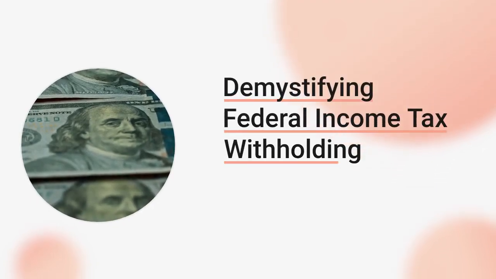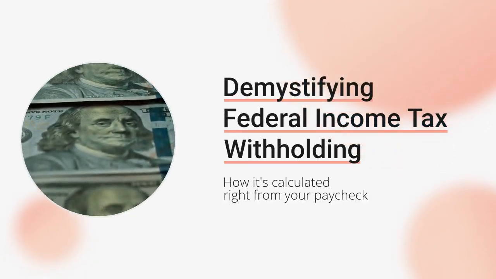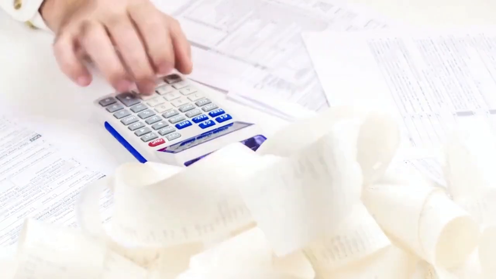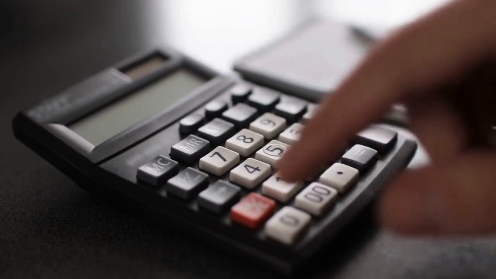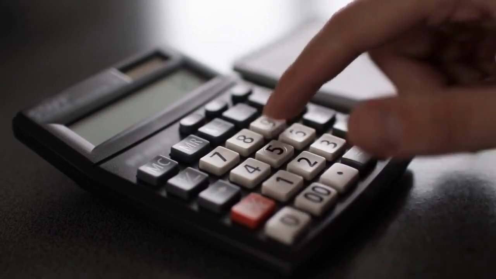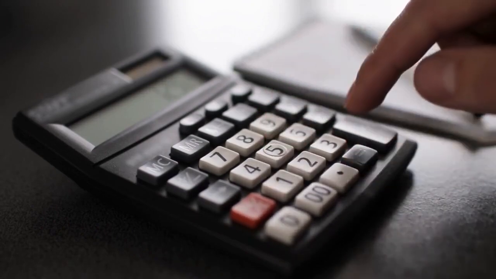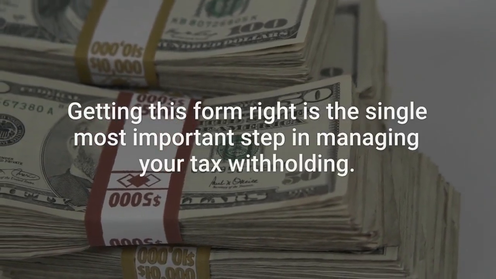Today, we're demystifying how your federal income tax withholding is calculated right from your paycheck. It all starts with the Form W-4 you fill out when you get a new job. This form is the instruction manual you give to your employer, telling them how much money to set aside for taxes from each paycheck. Getting this form right is the single most important step in managing your tax withholding.